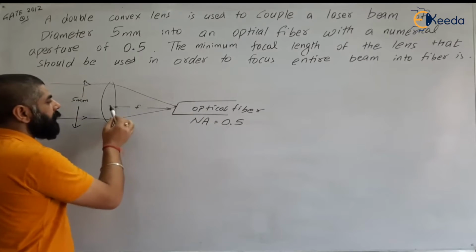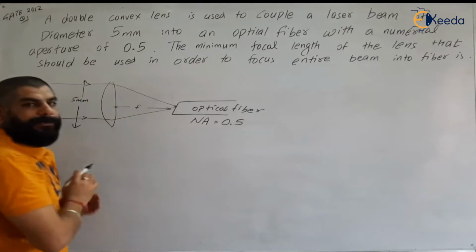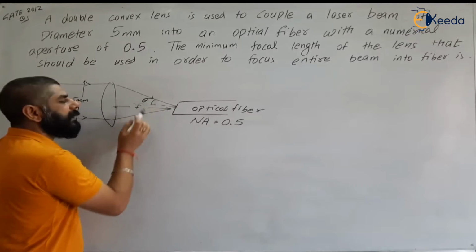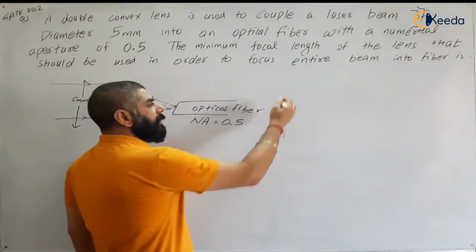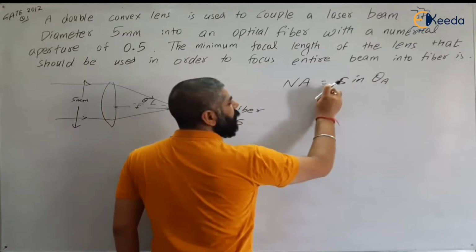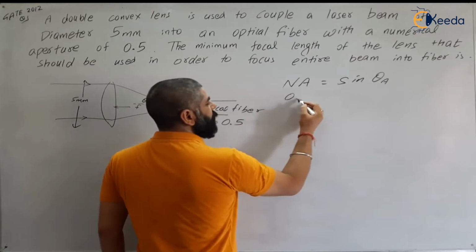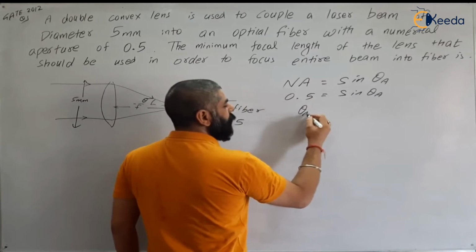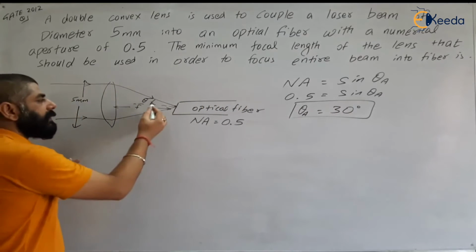So how to solve this? We know the diameter of the lens. The numerical aperture of the optical fiber is given, so we can calculate this angle theta. This angle is called the acceptance angle, and the relation is: numerical aperture is equal to sine of the acceptance angle, if the medium is air with refractive index 1. Numerical aperture is 0.5, so sine theta A is 0.5, so theta A is sine inverse of 0.5, which comes out to be 30 degrees. So the acceptance angle is 30 degrees.